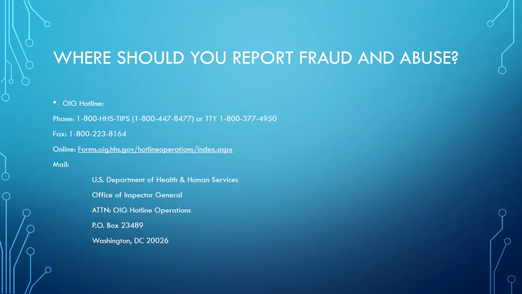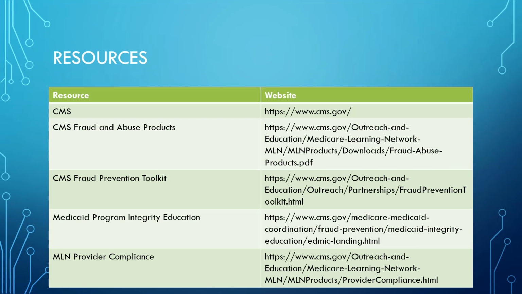So if you want to report fraud, waste, or abuse, you can call the OIG hotline at 800-447-8477. You can send a fax to 800-223-8164. You can go online to forms.oig.hhs.gov/hotline-operations/index.aspx, or you can send mail to the Office of Inspector General, attention OIG hotline, P.O. Box 23489, Washington, D.C. 20026.